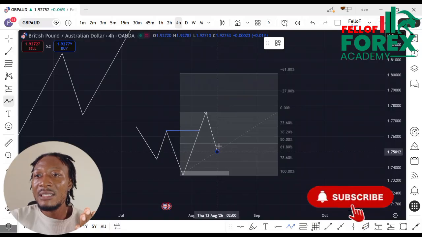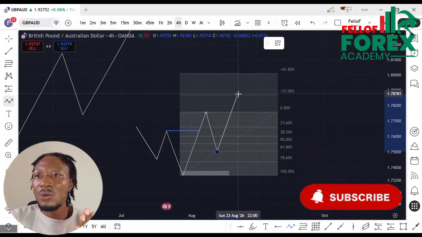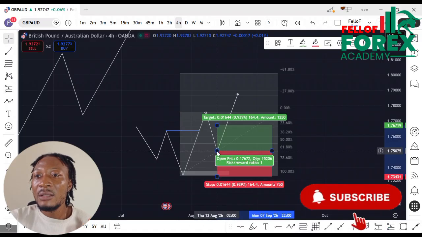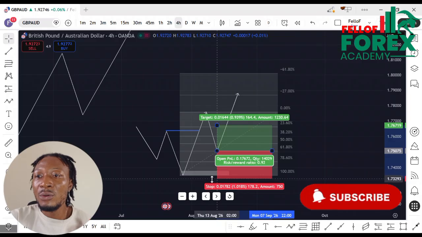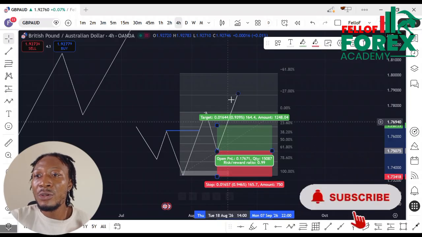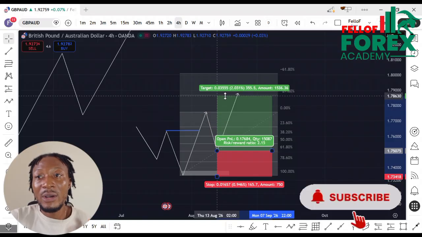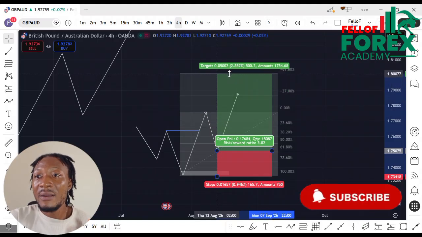Okay, so this is what you expect. Let's say price came down and you got your entry confirmation here. The best place to put your stop loss is below this 100 level, because price might still want to come down before going up. And then if you target this level, you have a 1:2, or this, you have a 1:3.